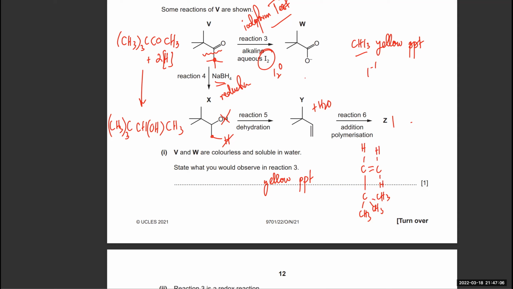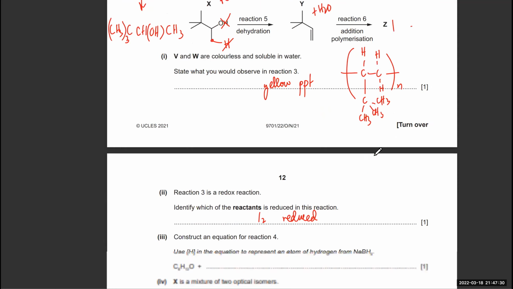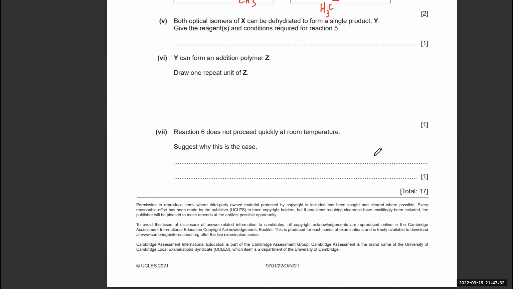So when it forms a polymer, the double bond would break in the middle, and you'll have linkages formed. The same thing would repeat over and over again. So make the double bond in the middle over here, and make sure you don't draw anything on the right or left side. So a polymer is going to be formed. It's going to look like this. And draw one repeat unit. We just did that.